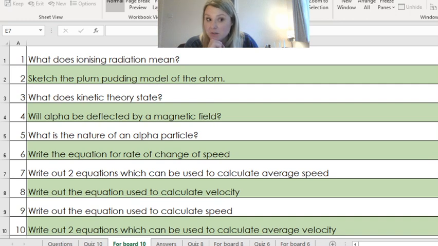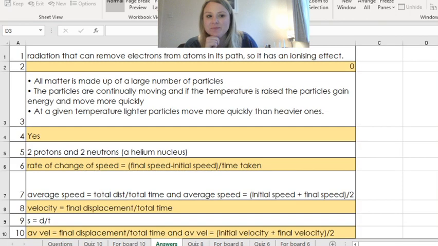Do you have them answered? Okay, now use these answers to mark your work. The only one that isn't there is question 2, and I think it was to sketch the plum pudding model. So on that you should have your positive blob of matter, and then dotted in around that your negative electrons. Okay, but the rest of them you just mark there.